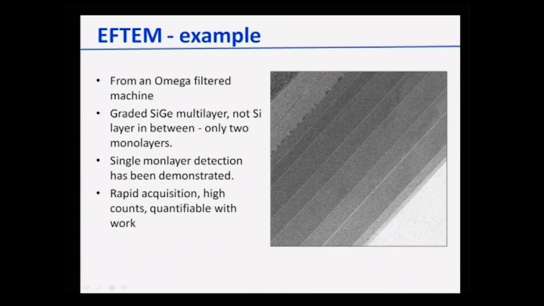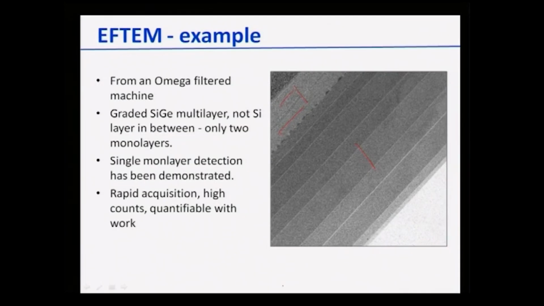I will give you some examples of EFTEM. This is just different layers in a thin multilayer thin film. You can see the contrast here is different from the contrast here. This is graded silicon germanium multilayers, with a Si layer between them. There are only two monolayers. Single monolayer detection is very easy. These are high resolution images. You can see even the atomic planes, and rapid acquisition is also possible.